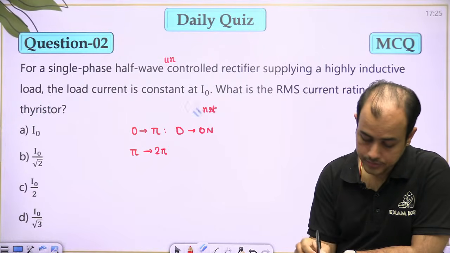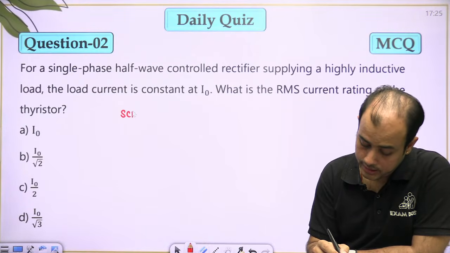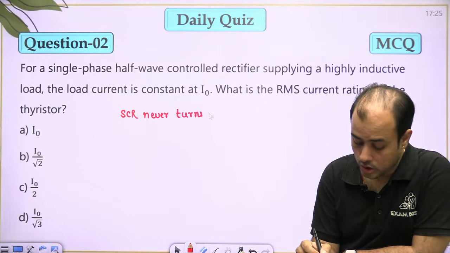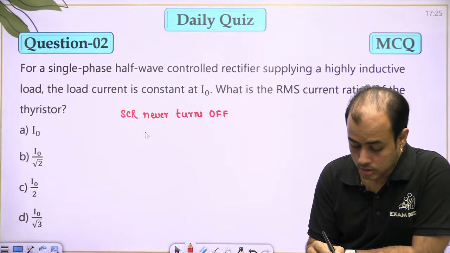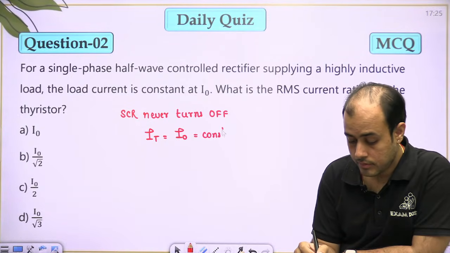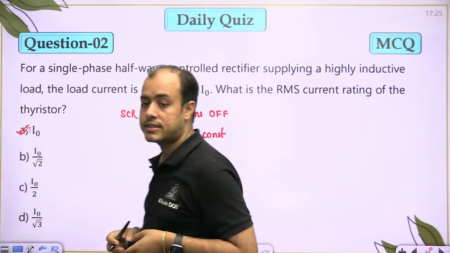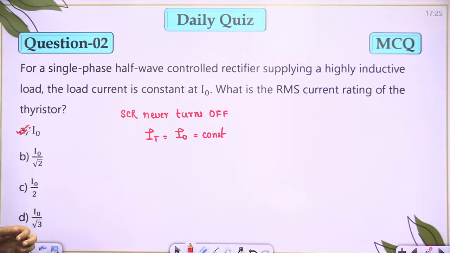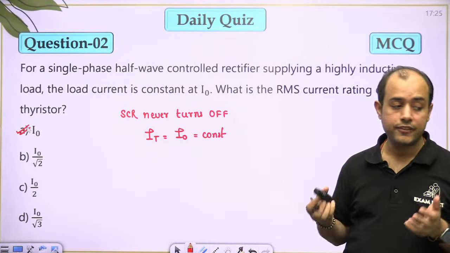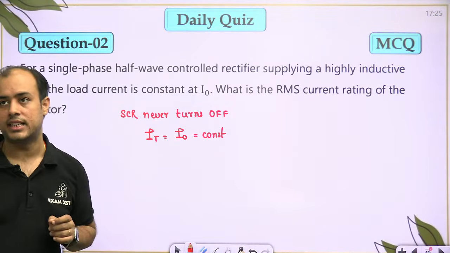बट अगर ऐसा ही माने तो बेसिकली it essentially says SCR never turns off. So thyristor current is equal to I naught. So RMS will be I naught. Because if the load current is constant, that is only possible in a half wave rectifier if the switch never turns off. अगर स्विच कभी बंद नहीं होगा तभी करंट कांस्टेंट आएगा.